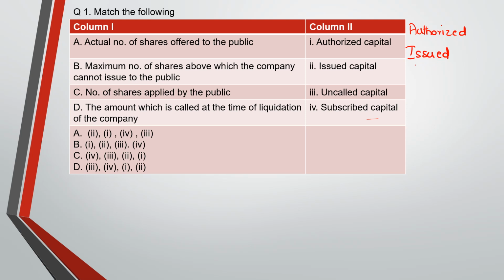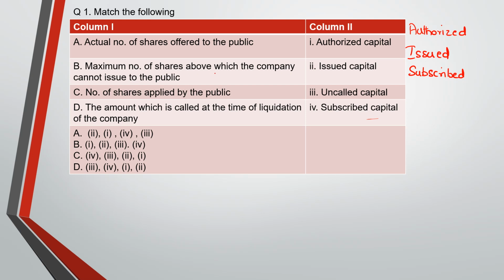Out of these, people from the public apply for the shares. They come forward saying that they are ready to purchase shares of the company and they send in the applications. At that point of time, whatever shares are taken up by the public is called subscribed capital. And out of the subscribed capital, there are different categories further, but for this question, from this information, we can see that the actual number of shares offered to the public is issued capital.